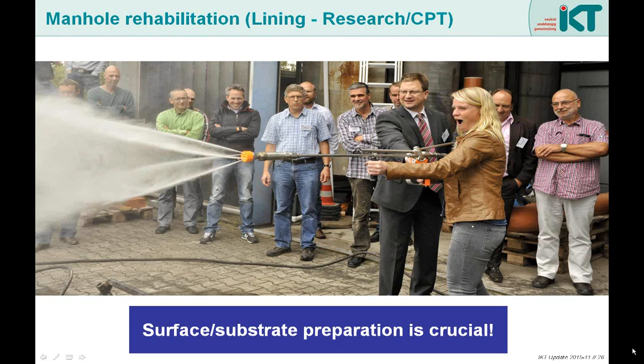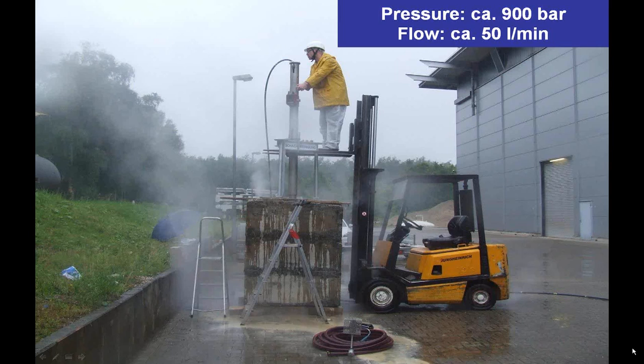However, as you can see from this picture, a manual cleaning device might look good on a picture of our steering committee, but in practice, in a narrow manhole, such devices cannot be applied in a proper and safe way. So other automatic techniques are necessary. Here we can see the application of an automatic system using a flow of 50 liters per minute and applying a pressure of about 900 bars. Don't be surprised, but you really need such an extreme pressure to prepare the surface properly.